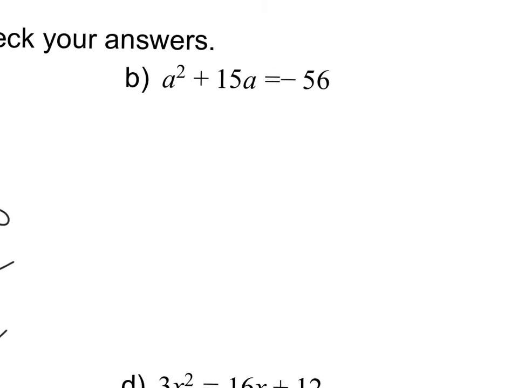Okay, the next one. So are we ready to factor? No, we have a problem. There's not a 0 on one side, so we can't factor. We have to move everything over. So let's do that. We're just going to add 56 to both sides. So that would give me a squared plus 15a plus 56 equals 0. All right, I'm ready to factor.